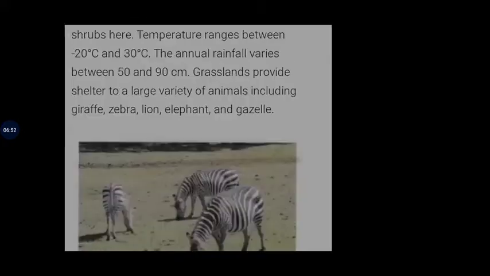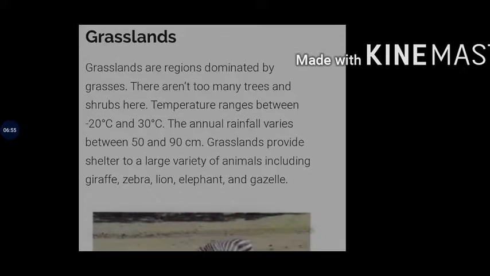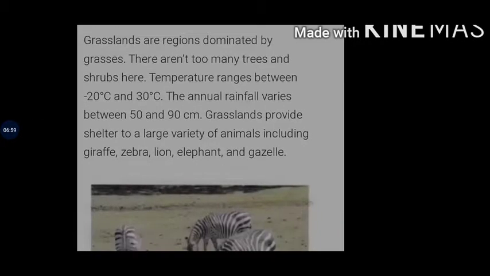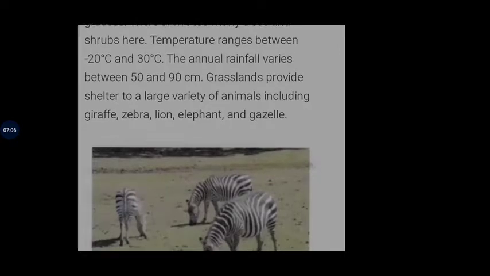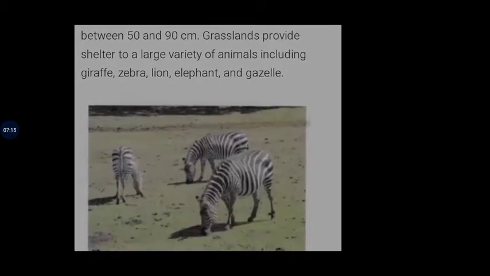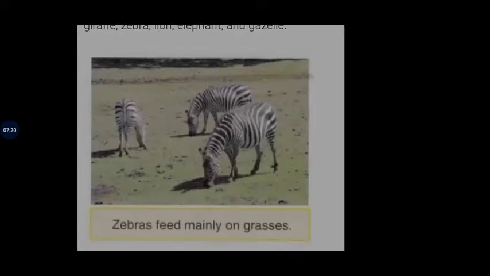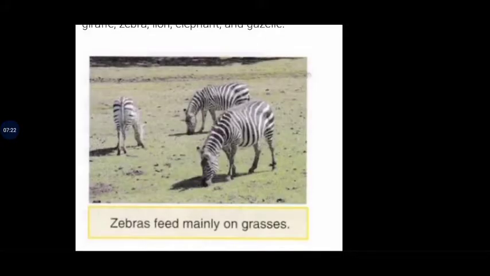Now, we see the grasslands. Grasslands are the regions which are dominated by grasses. There are not too many trees and shrubs found here, and the temperature ranges between -20 to 30 degrees centigrade. The annual rainfall varies between 50 to 90 centimeters. Grasslands provide shelter to a large variety of animals including giraffe, zebra, lion, elephant, and gazelle. Zebra feeds mainly on grass, as we are seeing in this picture.